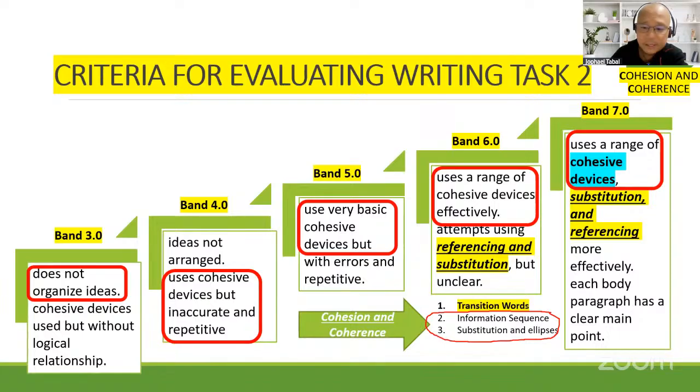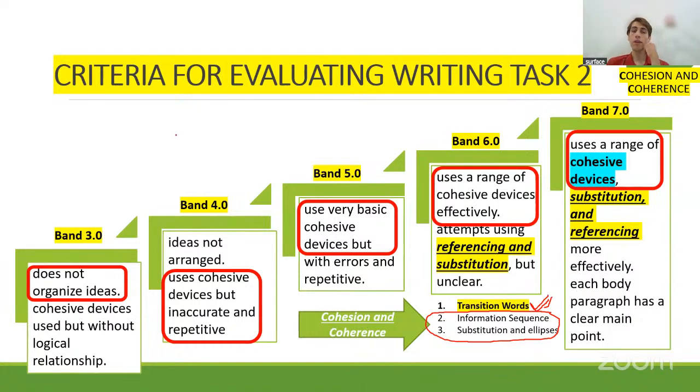All right. Now, again, transition words are basic linkers to link your ideas. However, if one has to jump to a more advanced level, they should have a skill to use information sequence and substitution and ellipsis. Now, from your experience, Mike, what's your method of teaching students to improve the logic of their essay, the cohesion and coherence?